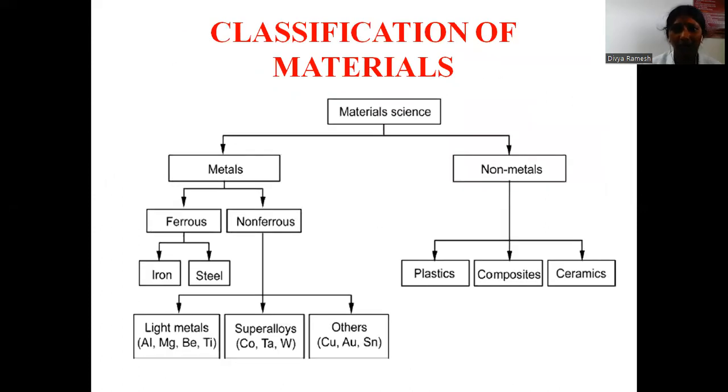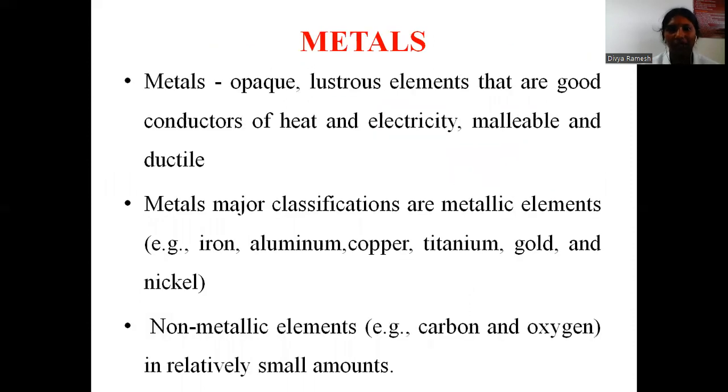So first one is your classification of materials. The materials can be broadly classified as metals and non-metals. The metals can be ferrous and non-ferrous type. Non-metals can be plastic, composites, and ceramic type.